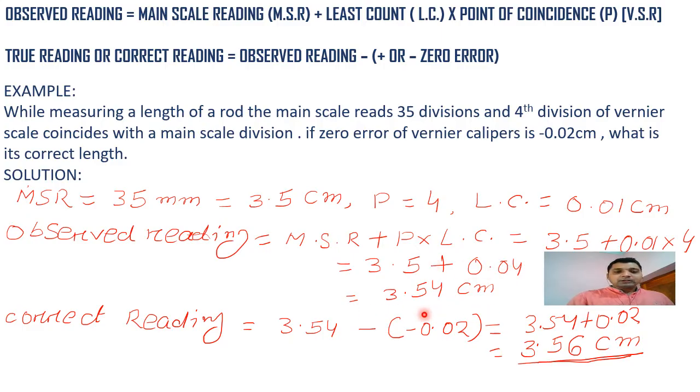But to come to the correct reading, we have to subtract the zero error from it. So 3.54 minus minus 0.02, or 3.54 plus 0.02, that means 3.56. This is the answer of the question, the length of the given rod, which we are measuring by using this vernier caliper.